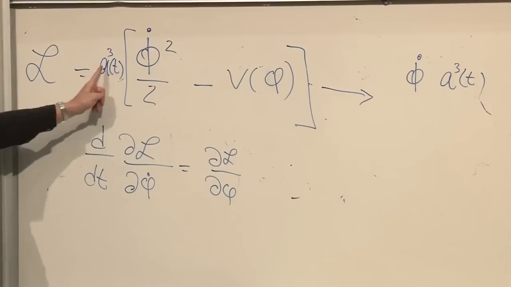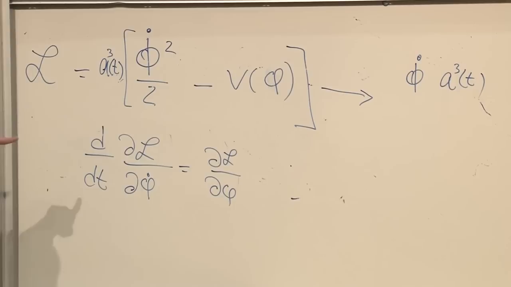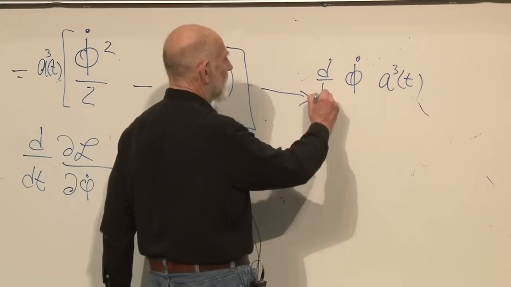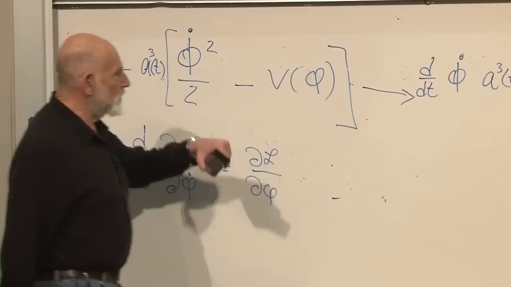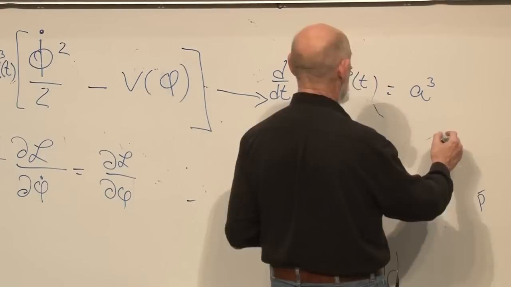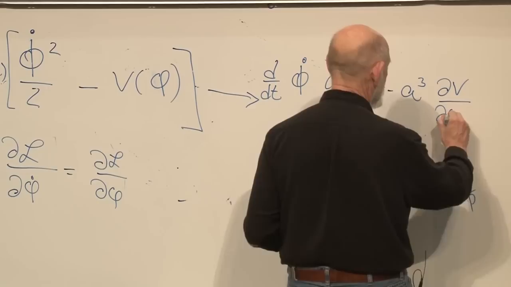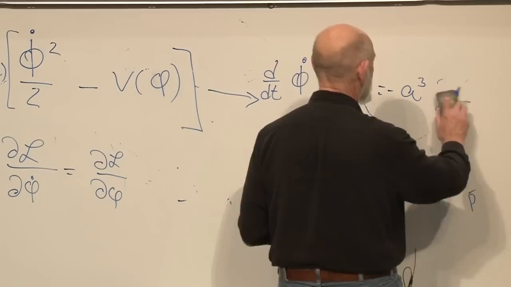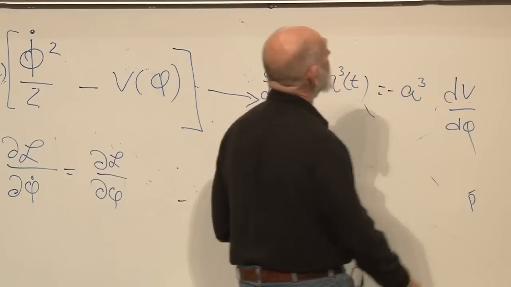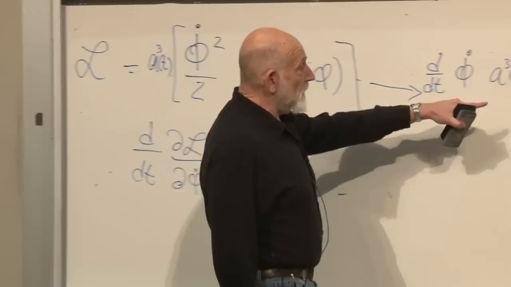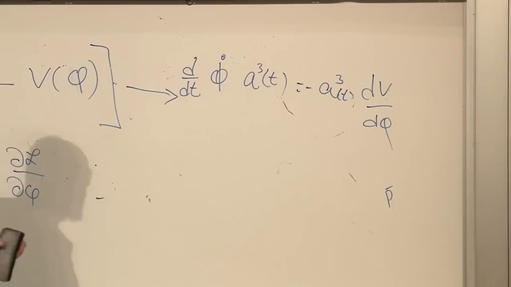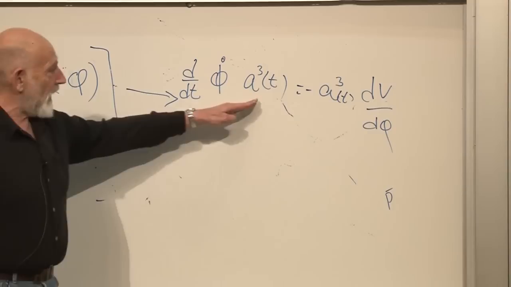Is that obvious? Good. Now we have to take its time derivative, d by dt, and set that equal to minus a cubed times dV d phi, or just the ordinary derivative, dV d phi. We could call minus dV d phi the force. But notice that there's this extra explicit time-dependent thing there. This doesn't quite look like Newton's equations. It would be Newton's equations if A was constant. But A is not constant, so let's work it out and see what it is.